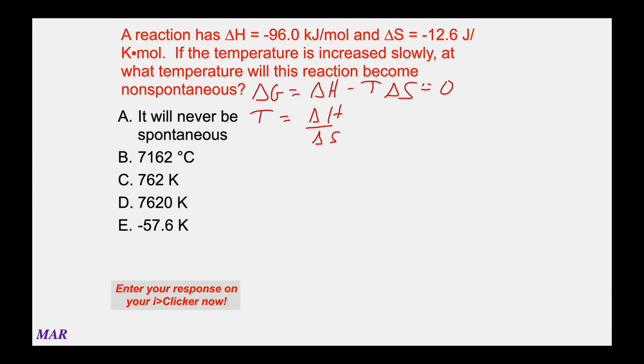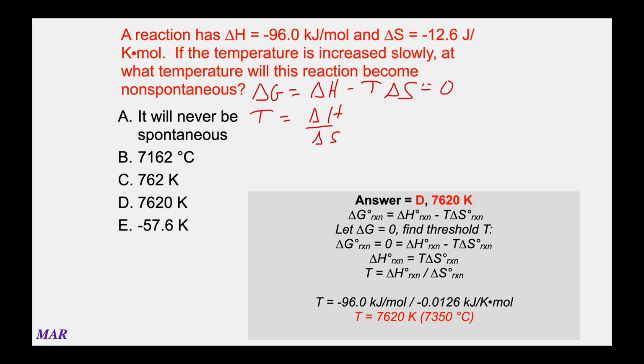Now, delta H is usually in kilojoules, delta S is usually in joules. So I would recommend converting the delta S to kilojoules, or if you want, delta H to joules, it doesn't really matter. You want to make sure you use the same kind of unit. Down here you can see that I turned delta S into kilojoules. The temperature that pops out is 7,620. That's a Kelvin temperature. And 7,620 Kelvin is the threshold between when a reaction goes from being spontaneous to non-spontaneous.